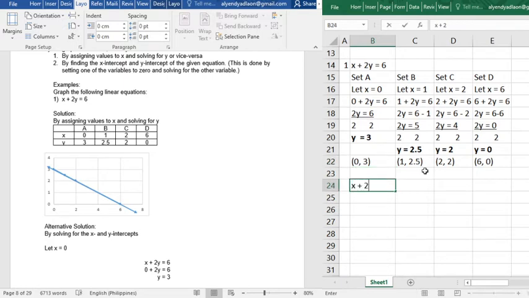x plus 2y equals 6. So we have 4 as our x plus 2y equals 6. So we now have 2y equals 6 minus 4. So 2y equals 6 minus 4, that is 2. So divide both sides by 2, so we get y equals 1.